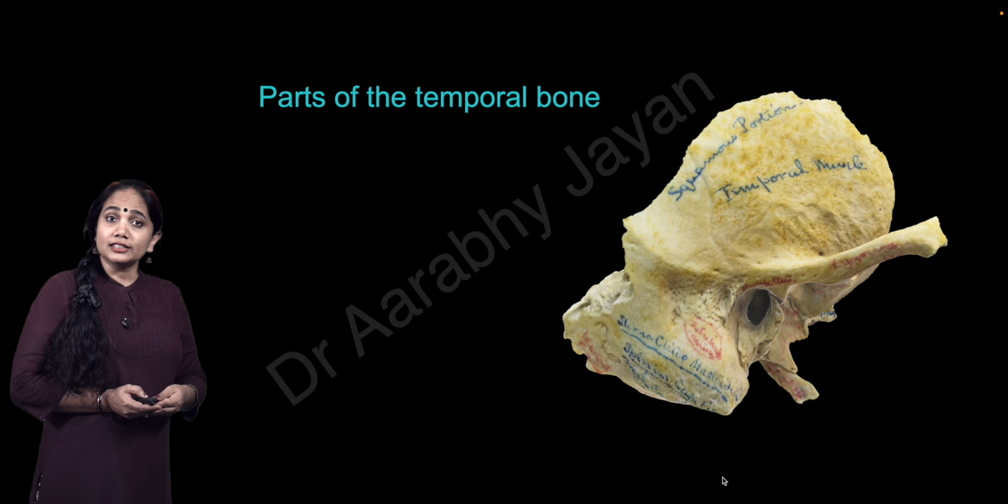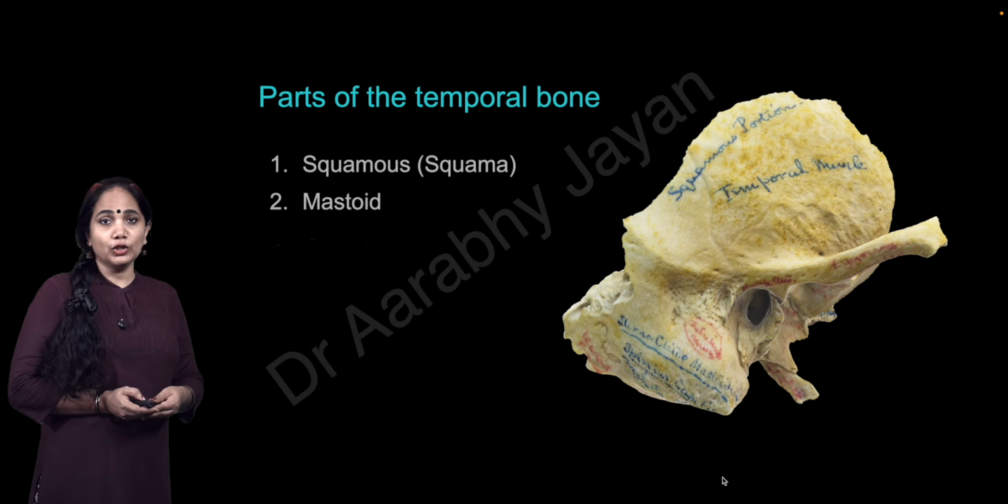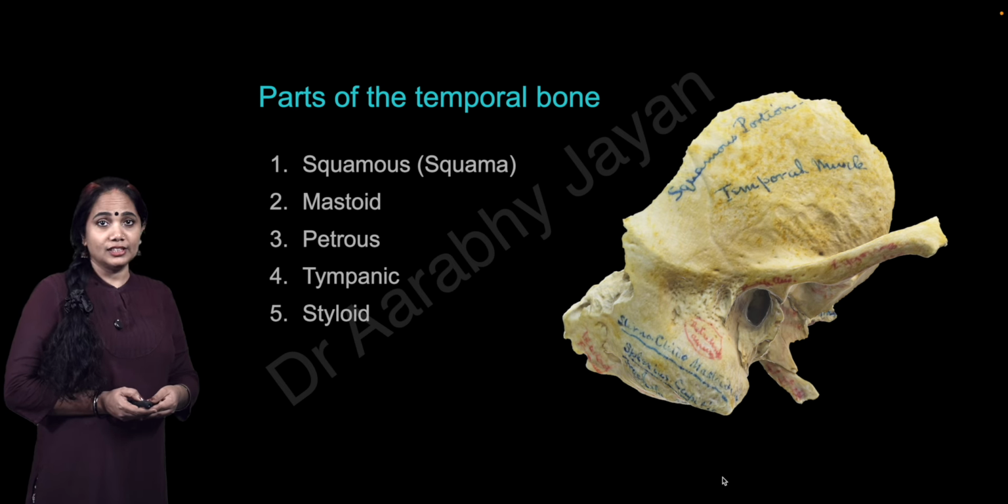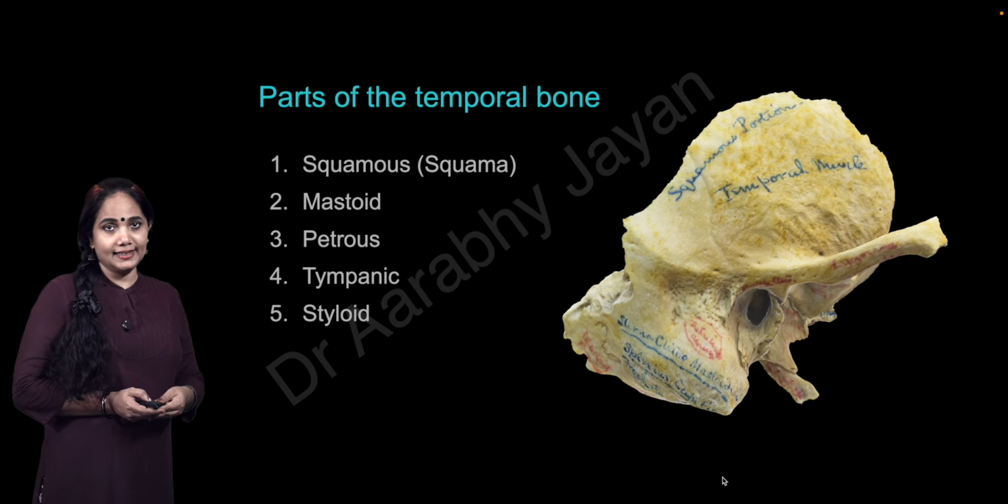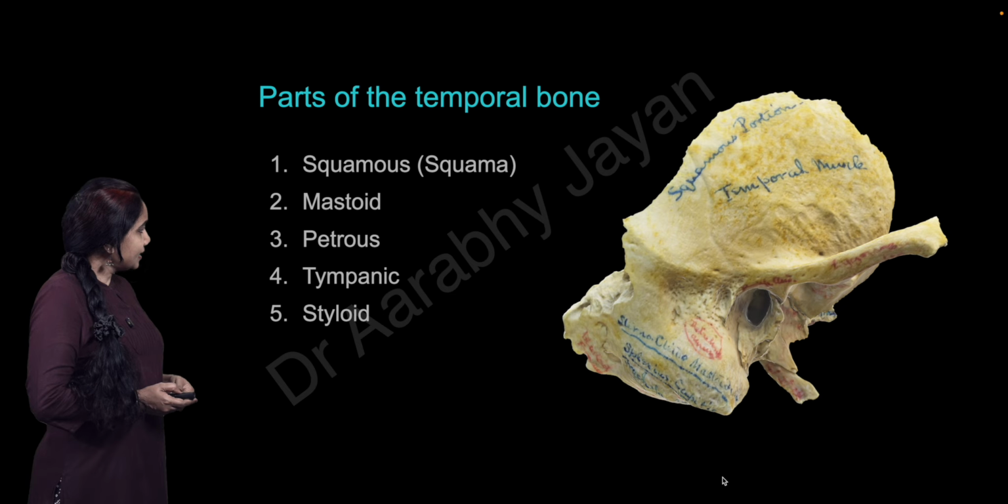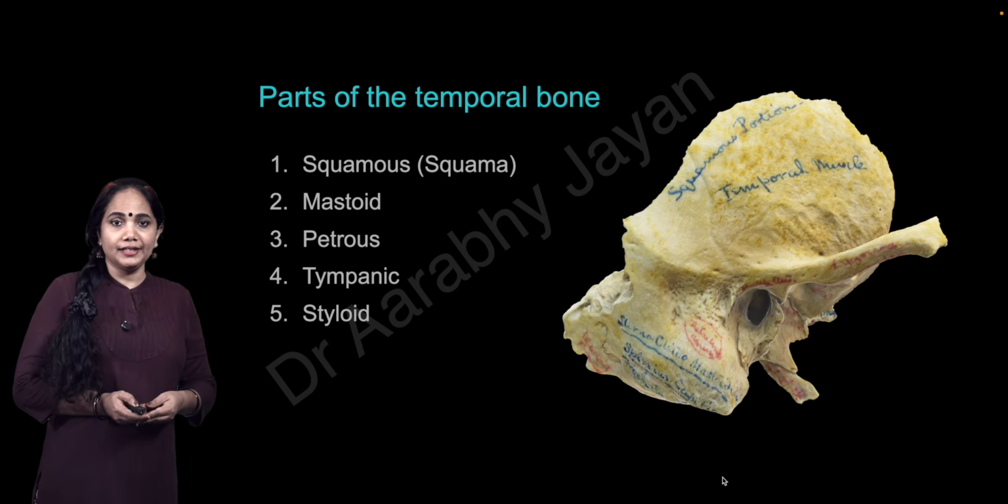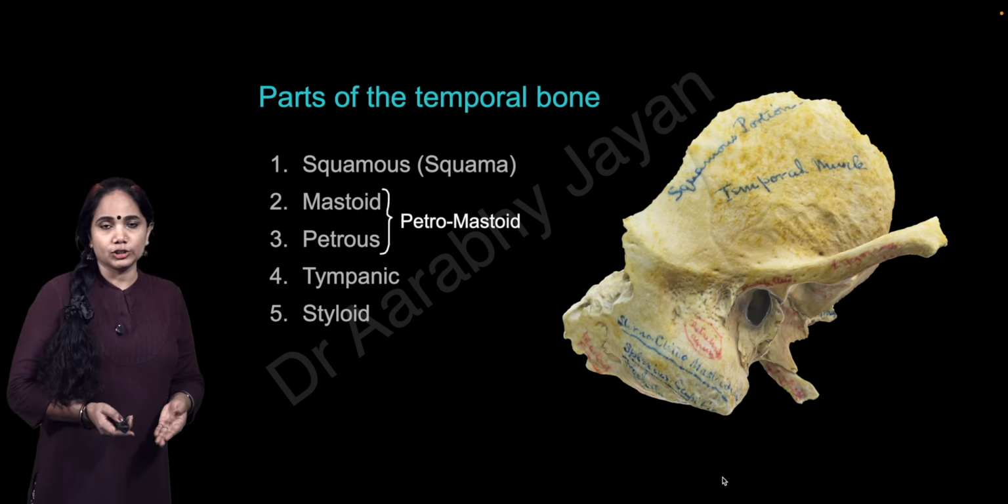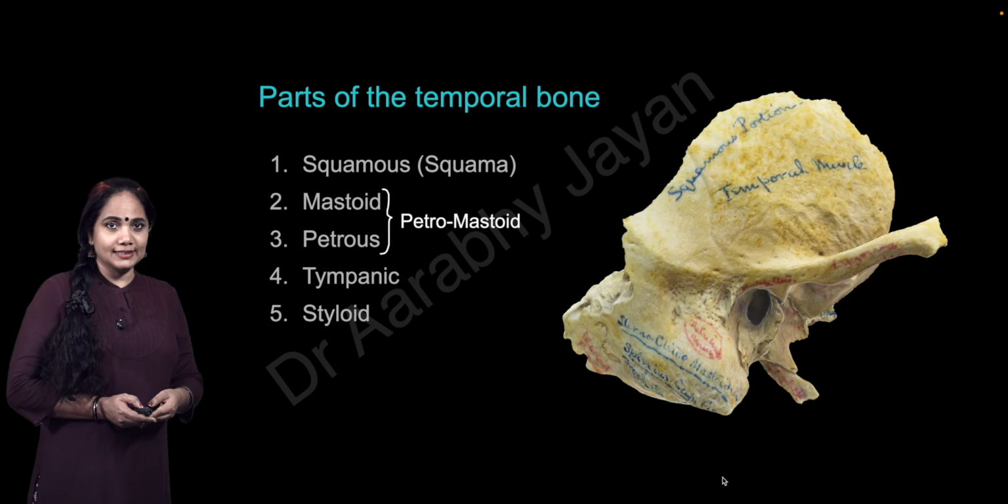Now let's look at the parts of the temporal bone. The temporal bone has basically 5 parts: the squamous, the mastoid, the petrous, the tympanic and the styloid. The petrous and the mastoid parts are usually combined and known together as the petromastoid. Let's look at each of these parts in detail.